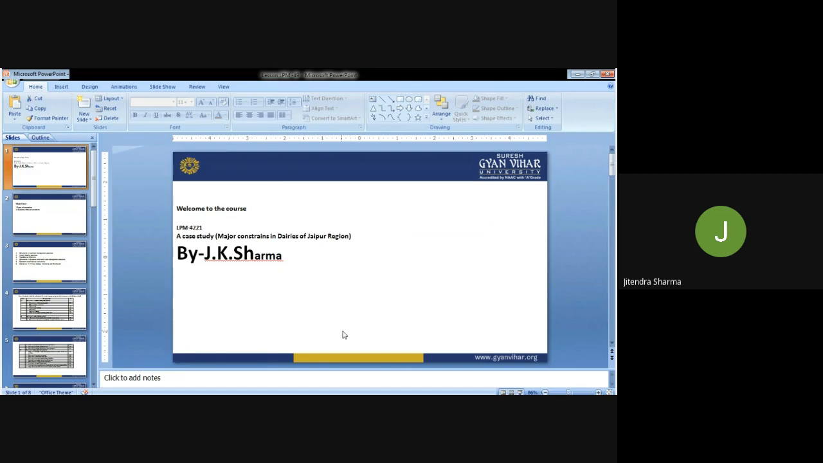Good afternoon, students. Today I have decided to discuss a very unique case study on major constraints in dairies of the Jaipur region. Under this case study, the objectives are very clear: we will try to understand the type of constraints, problems and challenges in front of the dairy farmers of the Jaipur region, and the economic effects of these constraints on the dairy business.